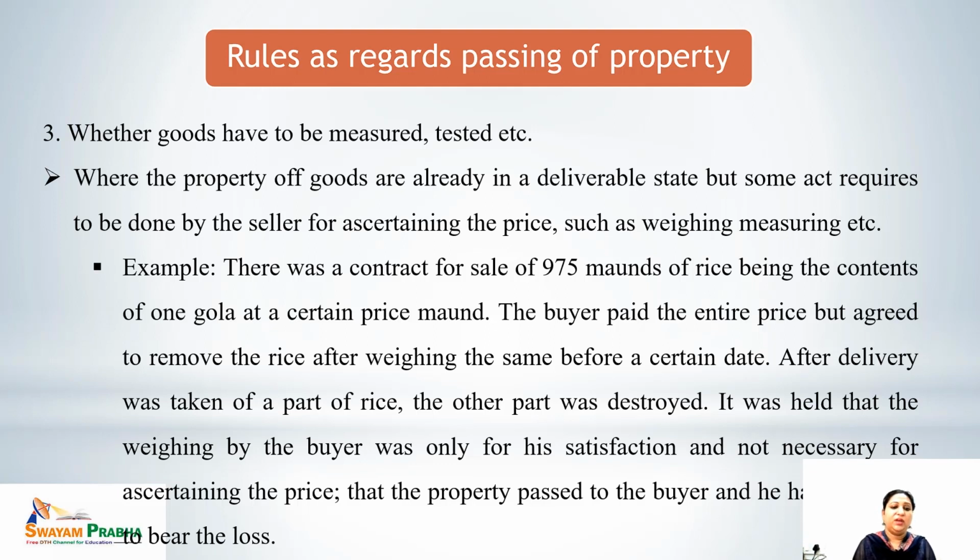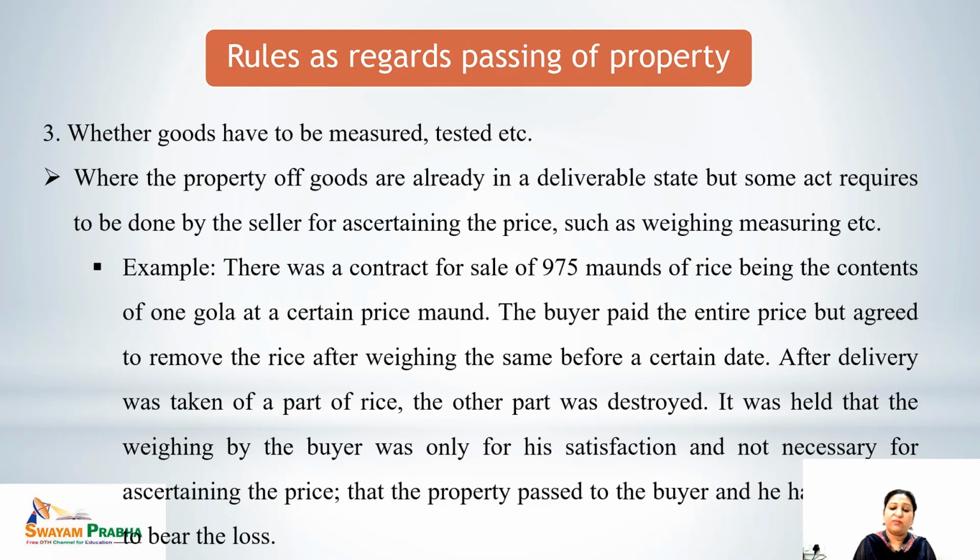Let's see the example. There was a contract for sale of 975 maunds of rice, being the contents of one gola, at a certain price per maund. The buyer paid the entire price but agreed to remove the rice after weighing the same before a certain date. After delivery was taken of a part of the rice, the other part was destroyed. It was held that the weighing by the buyer was only for his satisfaction and not necessary for ascertaining the price, so the property passed to the buyer and he had therefore to bear the loss.